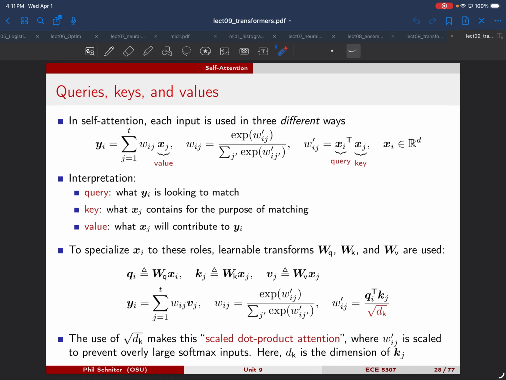So we can think of, regarding the weights, as when you're computing Yi, this is what you're looking for in a match. This is what the jth input provides you for that match. And then the actual value transmitted is Vj. So we have queries, keys, and values. And then this softmax operation is just a way of normalizing the weights, as is this scaling factor here. Okay, so this is how attention is computed.